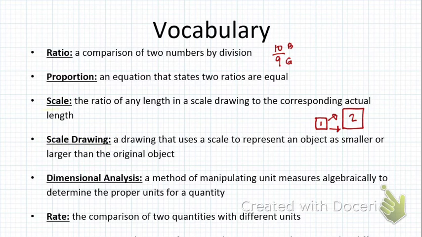Dimensional analysis is a method of manipulating unit measures algebraically to determine the proper units for a quantity. So that's just what we're going to be doing today. And then rate is the comparison of two quantities with different units. We'll talk about that today.